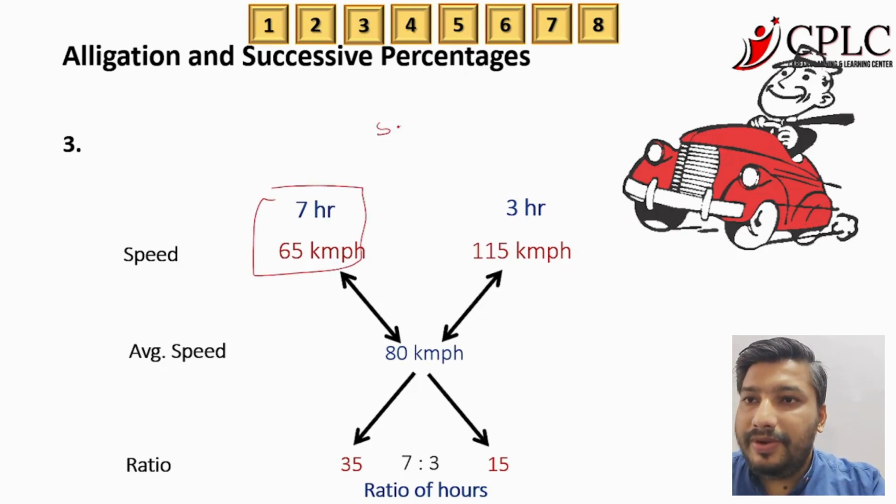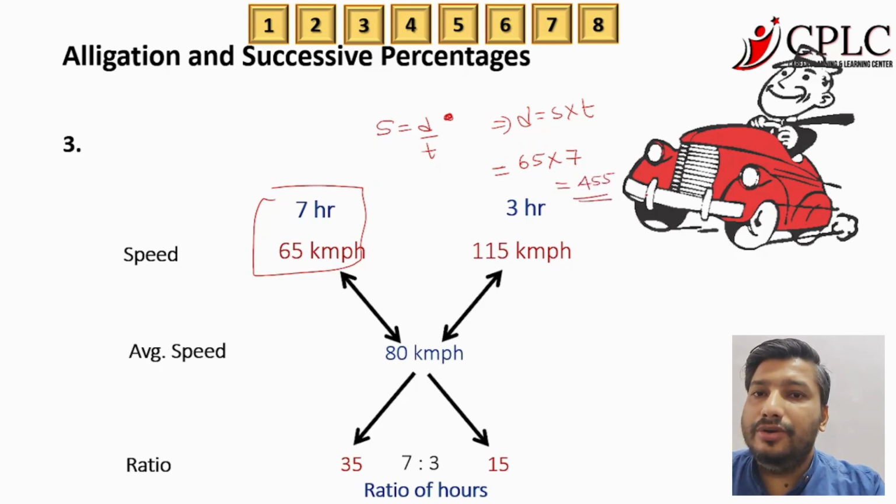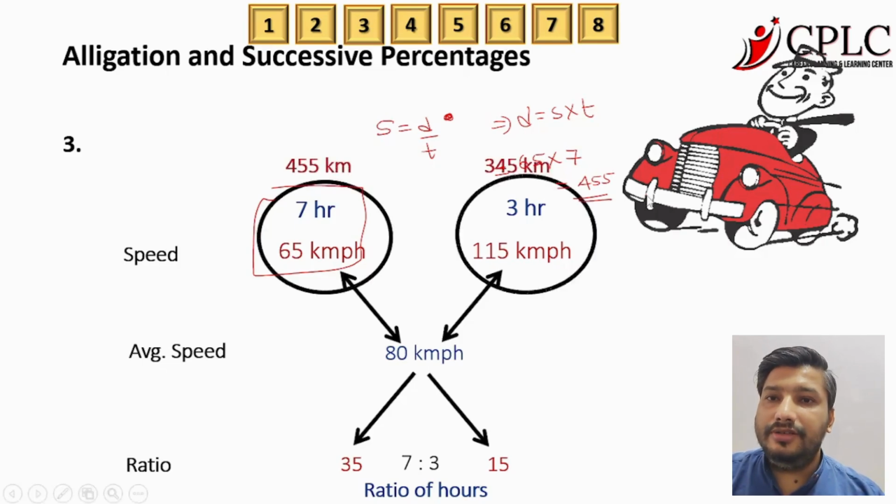Now if you remember the speed formula, that is distance upon time, and if you want to calculate the distance, the formula for distance becomes speed into time. So we know the speed, that is 65 km per hour, and we know for how long we are traveling at that speed, which is 7 hours. If you do the calculation, you get the answer as 455 kilometers, and that is your correct answer, which you need to remember.